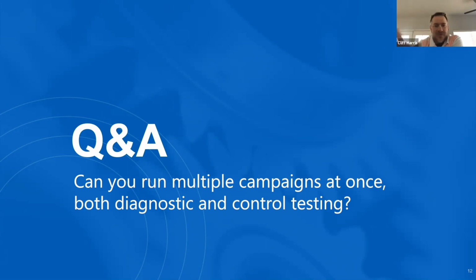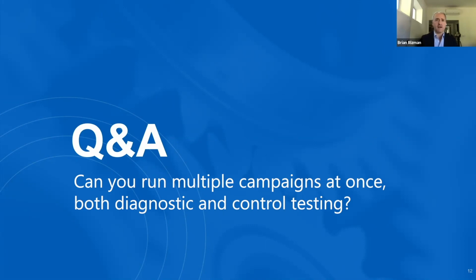Is this something where you could run both a diagnostic and a control test at the same time? That's right. They can be run simultaneously. You can run multiples of them at a time, both multiple diagnostic campaigns and multiple control testing campaigns. So there's no real limit about how many you can be running in parallel. There are a lot of options.